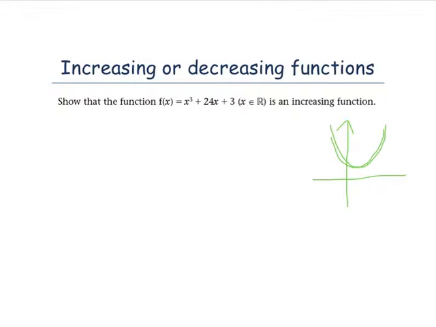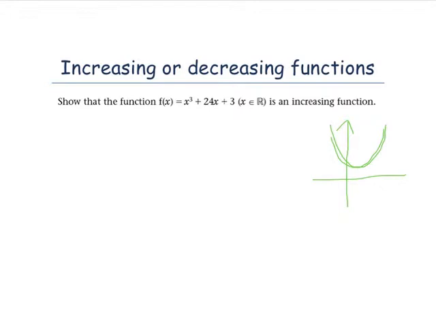Now we're asked to show that the function f(x) is equal to x cubed plus 24x plus 3, for all real values of x, is an increasing function. Now this bit here may well be new terminology for you. The symbol here means "for all", and this funny looking R means real values. So any solution that is real, it should work for any real value of x, and it should be an increasing function.